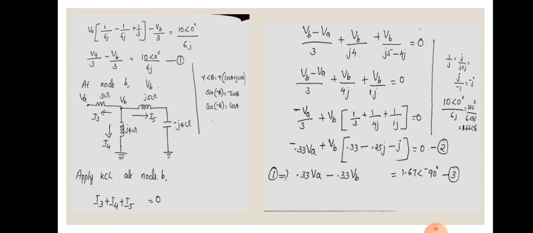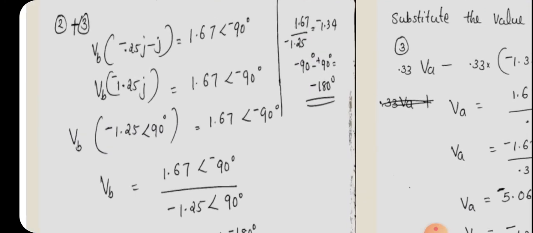If we are adding equation number 2 and 3, that term will be cancelled out. So in the next step, equations 2 and 3 are added. So the VB into VA terms will be cancelled out. So we got the equation VB into minus 0.25 J minus J equal to 1.67 angle minus 90 degree. So that will be equal to VB into minus 1.25 J equal to 1.67 angle minus 90 degree.